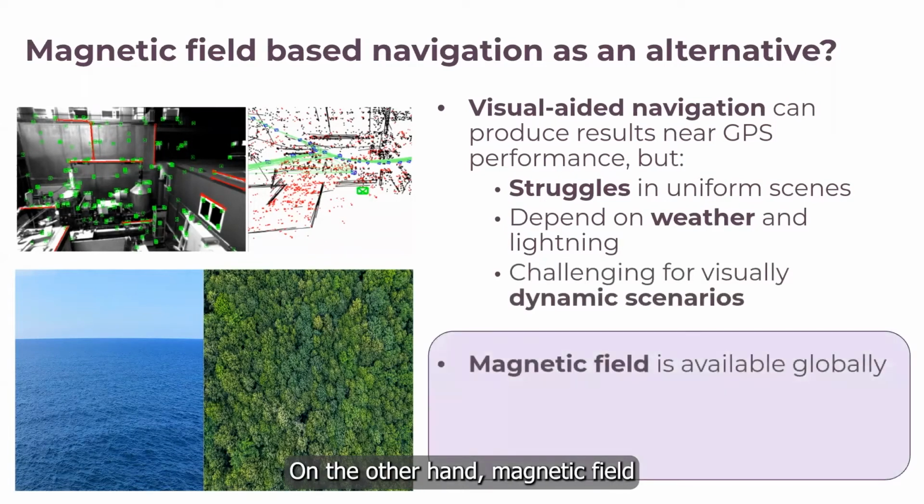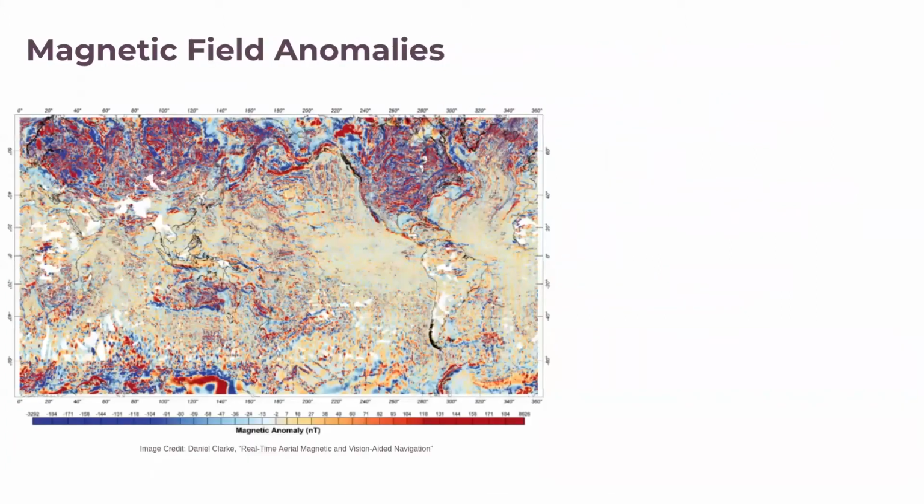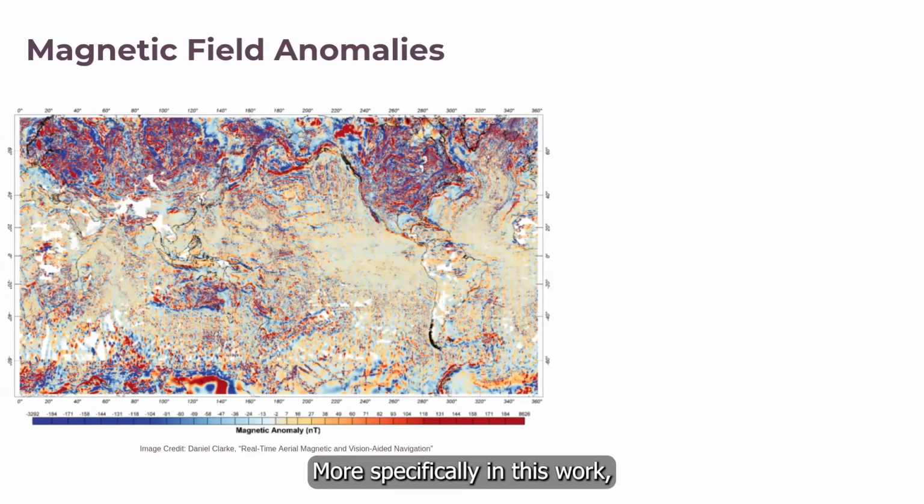On the other hand, magnetic field based navigation does not depend on the weather or lighting and is available globally, and is nearly unjammable because magnetic interferences decay at a rate of r cubed. More specifically, in this work, we're referring to magnetic field anomalies when we talk about magnetic field.